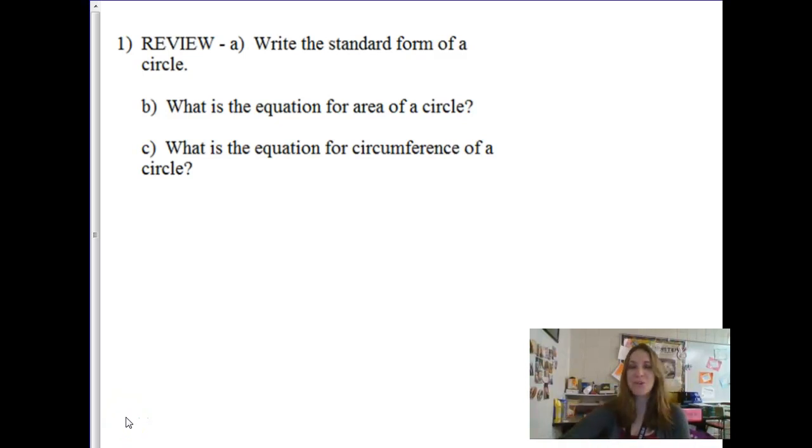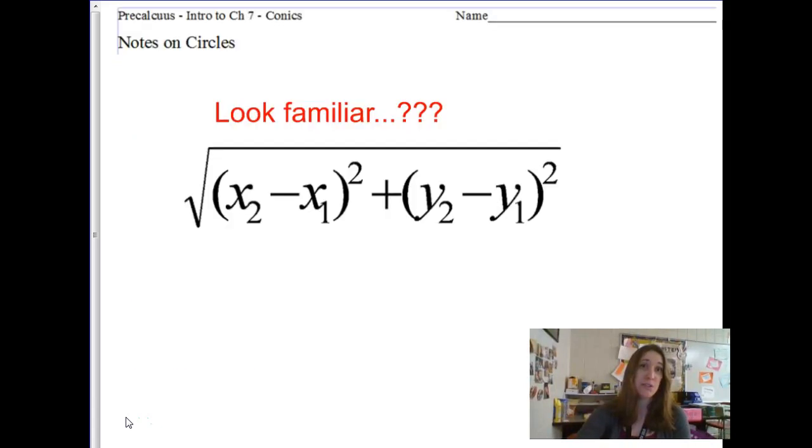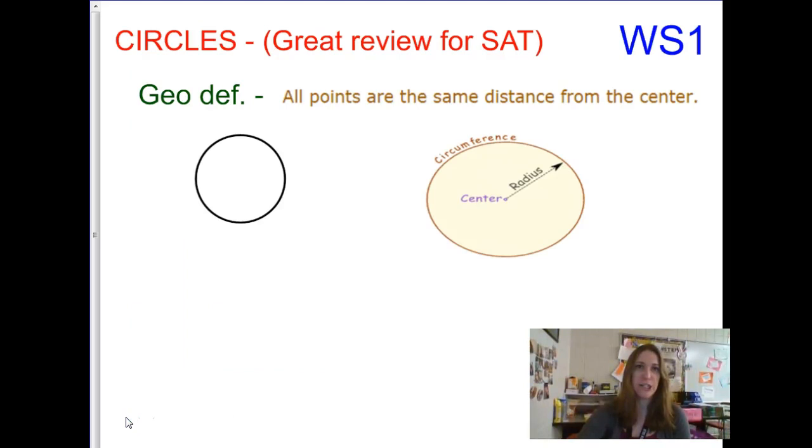Hey guys, so this lesson is a review of circles in the coordinate plane. It's the beginning of our conics unit, and you've seen circles before. If I back up in my lesson here, I know you've seen a circle. The definition of a circle is all points that are equidistant from the center. Some vocab words like center and radius are going to show up today, and then remember the circumference of a circle is the distance around it.